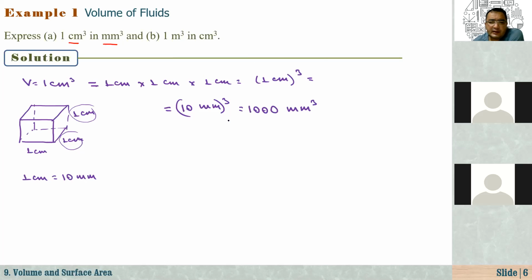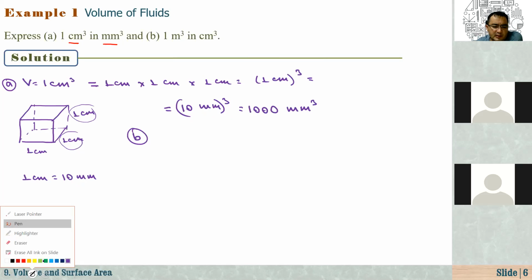Okay, let's continue. That is how we convert this. We should understand that 1 cm cube means we are talking about a cube, and one side is 1 centimeter by 1 centimeter by 1 centimeter. So I should change this to millimeters. If you multiply, or simply, 10 millimeters cubed is 1,000 millimeter cube. And how about the second question? That is part A. And how about part B?